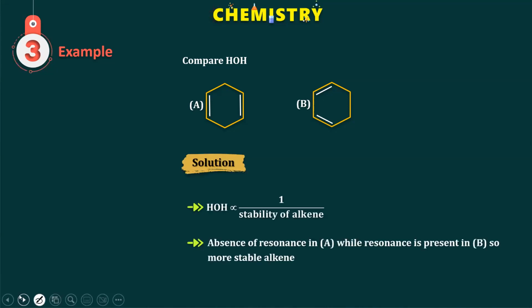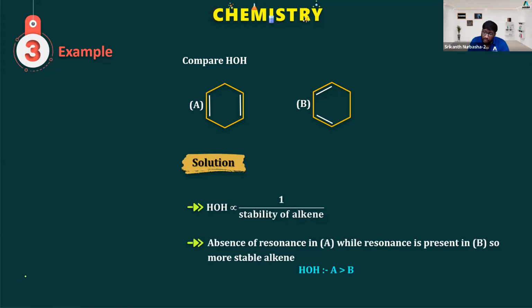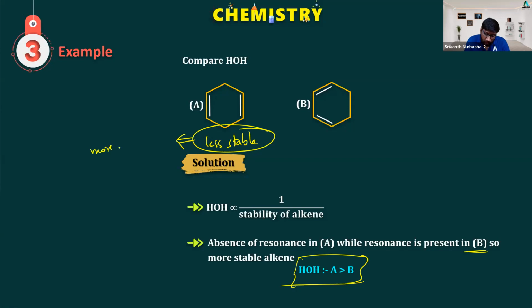So heat of hydrogenation is inversely proportional to stability. So which alkene is unstable? For that, there is more heat of hydrogenation. There is an absence of resonance in A, while resonance is present in B. So B is the more stable alkene, and the heat of hydrogenation will be more for A. Less stable means more heat of hydrogenation. Right? So that is how you can compare the heat of hydrogenation in the two compounds A and B.